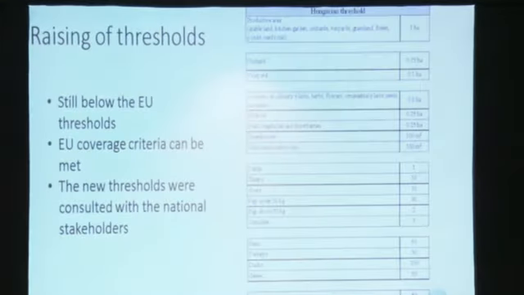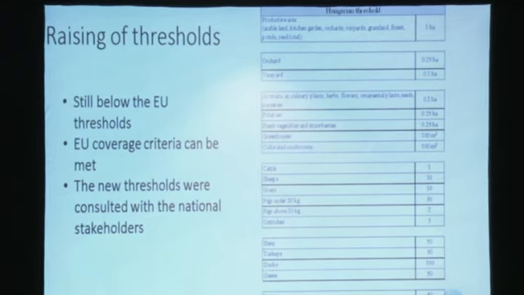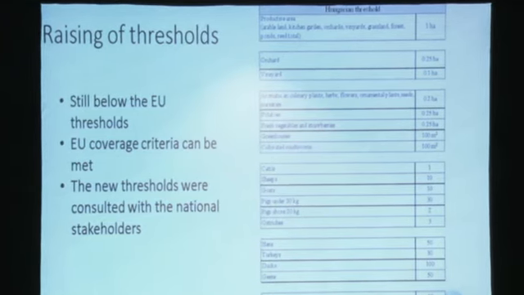So the second element for the modernization is raising of the thresholds. You can see in this table the new thresholds that we'll use in the Agricultural Census 2020. You might remember that for the agriculture area, the current threshold for Hungary is 1,500 square meters, and we will use for the productive area 1 hectare, which equals 10,000 square meters. So it's quite a big raise of the thresholds.